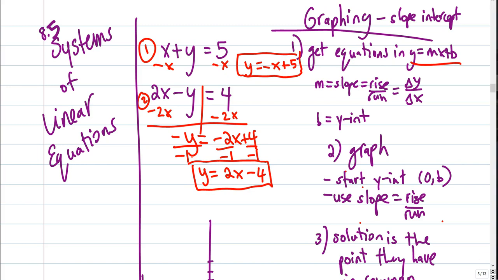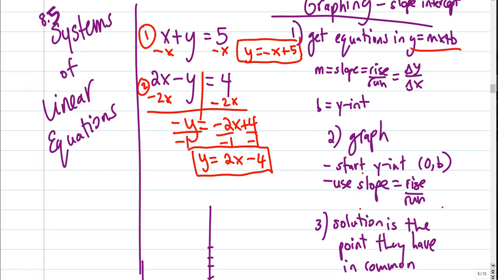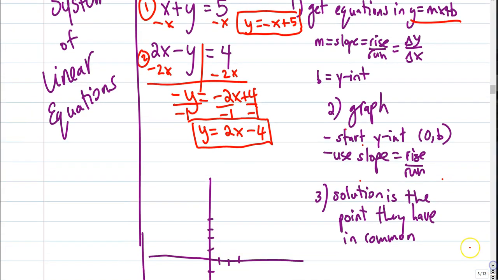Now we graph those. Our first equation starts at a y-intercept of 5. So 1, 2, 3, 4, 5. Plot a point. And from there, it has a slope of negative 1 over 1. So down 1, right 1, down 1, right 1, down 1, right 1. I can go as far as we need to. Eventually, we're hoping we can see where these two lines will cross.